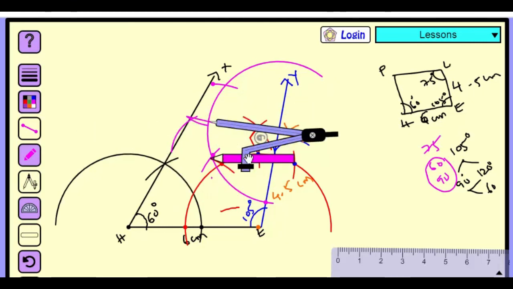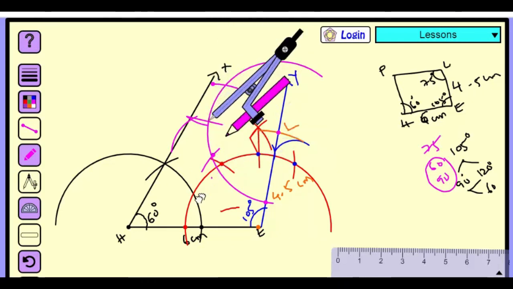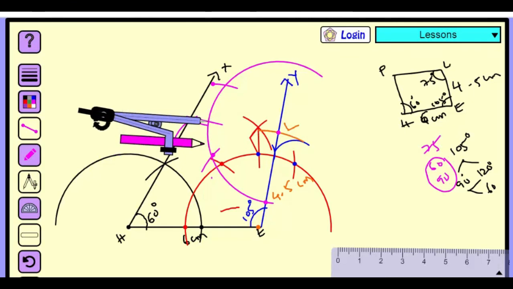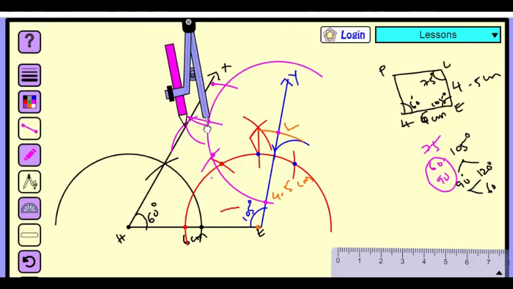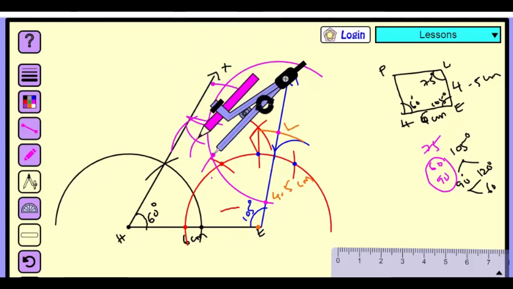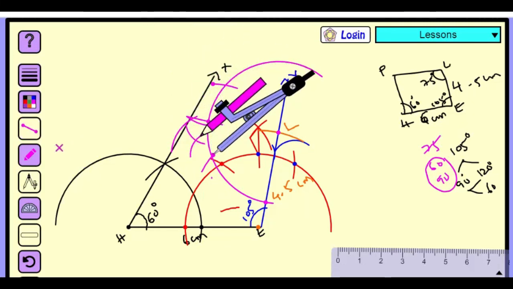Now again we need to bisect the angle between 60 and 90. For that, take the compass radius more than half of the length between 60 and 90. Now with 90 as the center, draw an arc. Now with 60 as the center, draw another arc. Now here we got the point of 75 degrees.